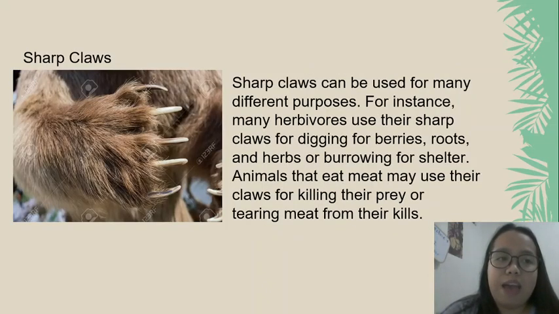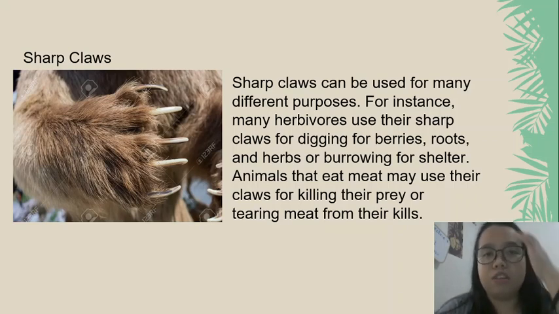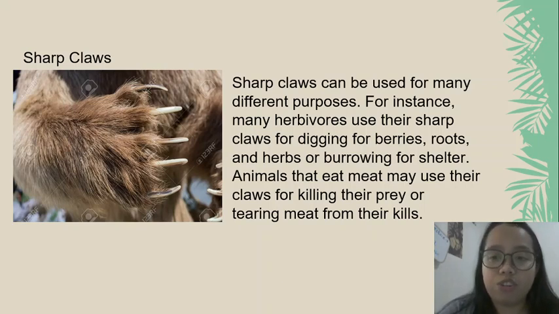So next, we have sharp claws. So sharp claws can be used for many different purposes. For instance, many herbivores use their sharp claws for digging for berries, roots, and herbs, or burrowing for shelter. Animals that eat meat may use their claws for killing their prey or tearing meat from their kills. So the example of animals, bear. We have bear. So bears use their sharp claws to get berries, right?